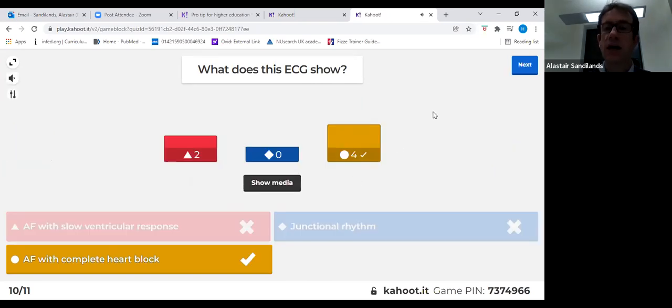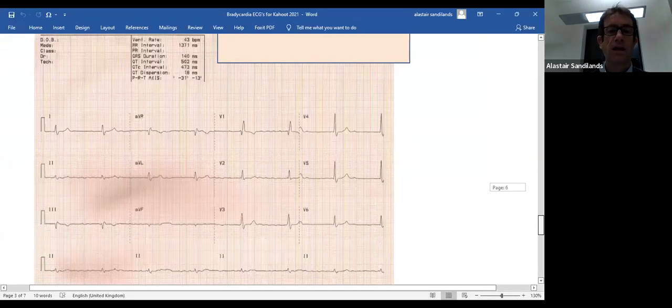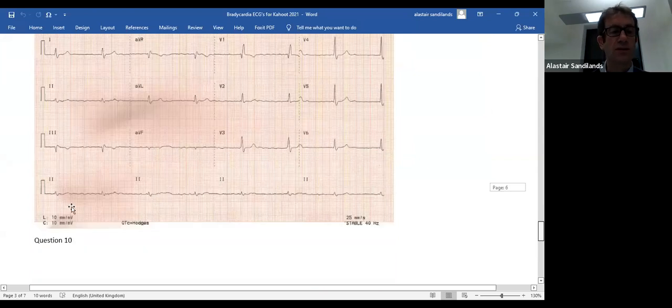Yeah, AF with complete heart block. Apologies if I didn't show you the ECG and you couldn't see it very well. Sorry about that. So basically, this ECG, question number 10. How do we walk and talk through this? We have a bradycardia. Look at the rhythm strip. 1, 2, 3, 4, 5, 6, 7, 8. So heart rate's 48 beats a minute.